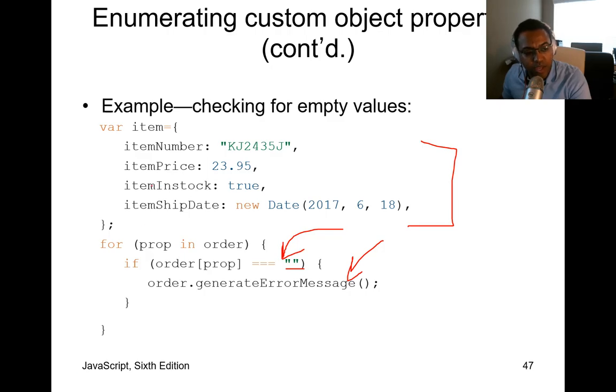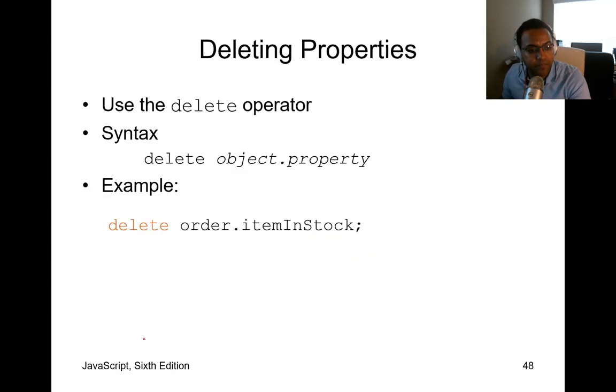Now, if item in stock was an empty string, then it would generate an error message and possibly present that to the user or programmer. So, deleting properties. You can do it this way. I guess that deletes the key-value pair altogether. You can also just say equals empty string, and then that'll also delete the value, so the key is irrelevant.